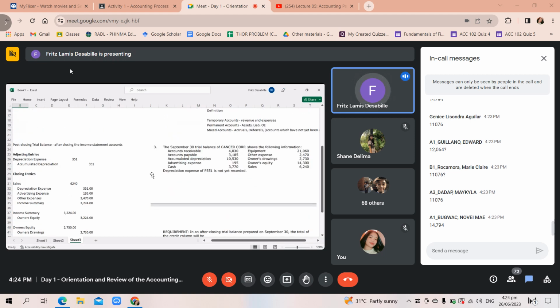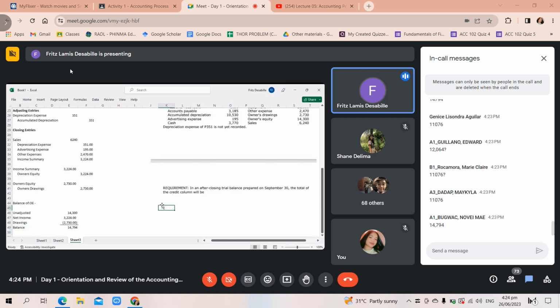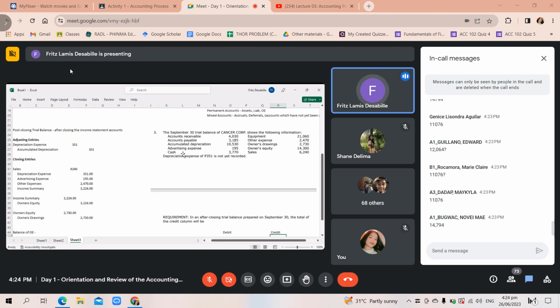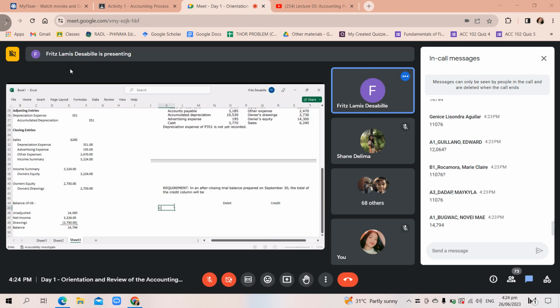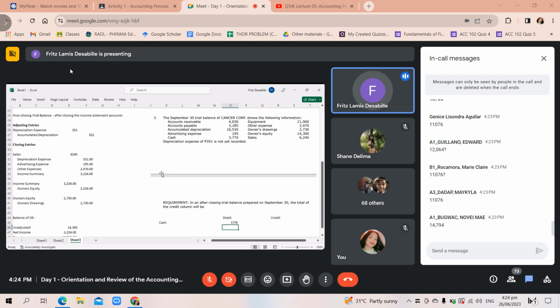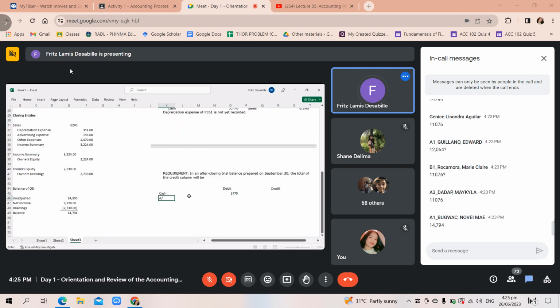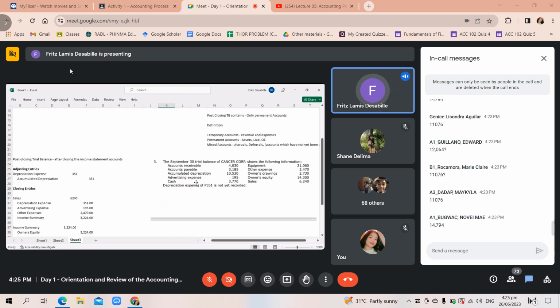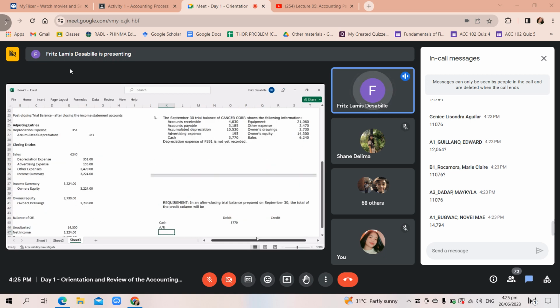Now let's go to the requirement. Post-closing trial balance. I'm going to put a debit here and a credit here, and then list the accounts one by one. Let's start first by liquidity, so cash. Cash has a debit balance of 3,770. After that is accounts receivable, another debit balance of 4,030.